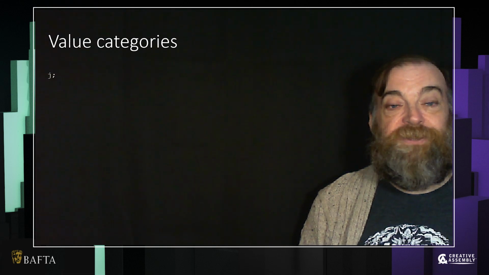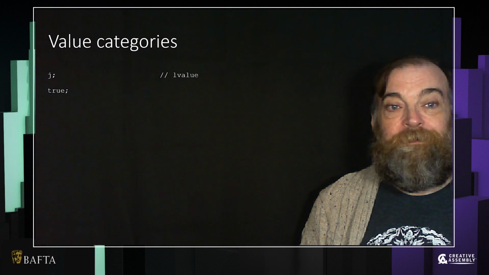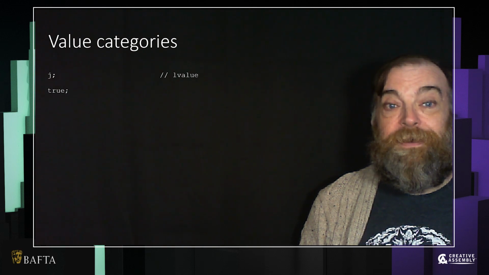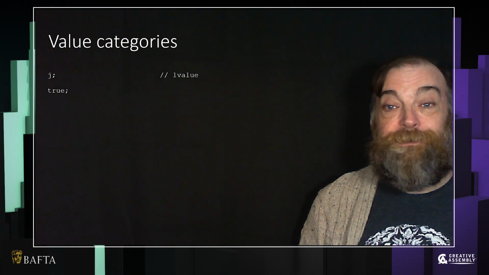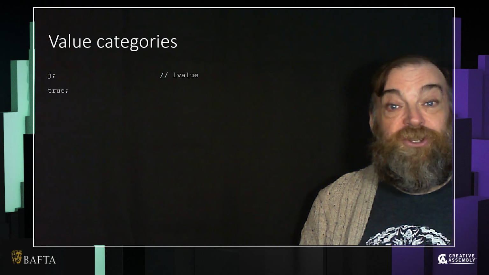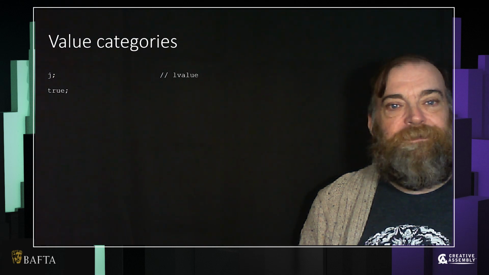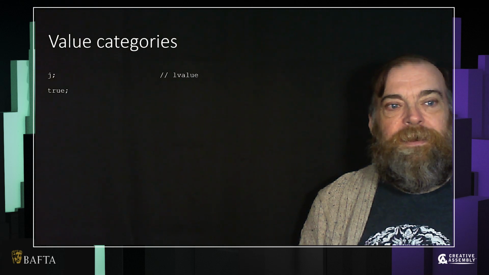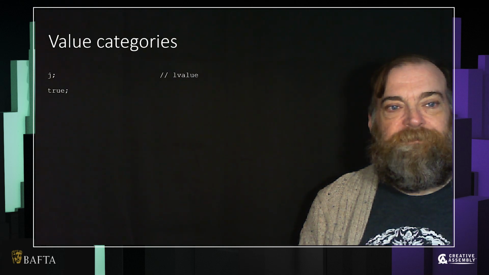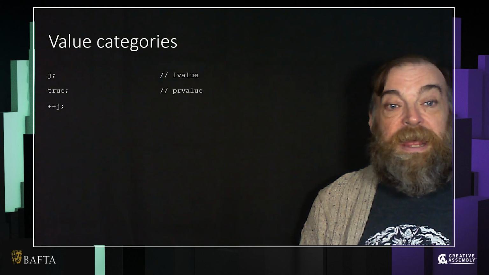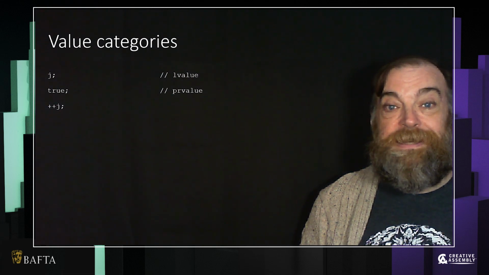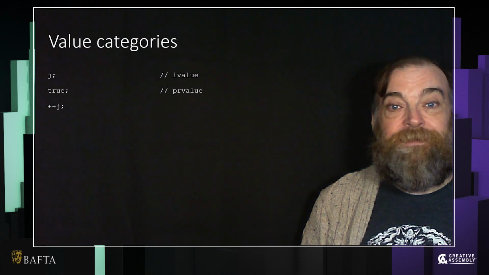So what's the value category of j? j is an L-value. It determines the identity of an object or a function, in this case, j. It has identity. It can't be moved from. What's the value category of true? It's a PR-value. It has no identity and you can move from it.